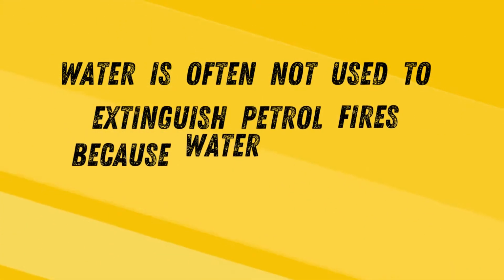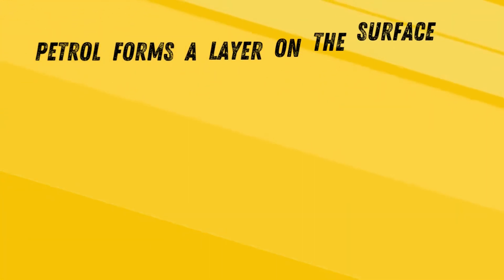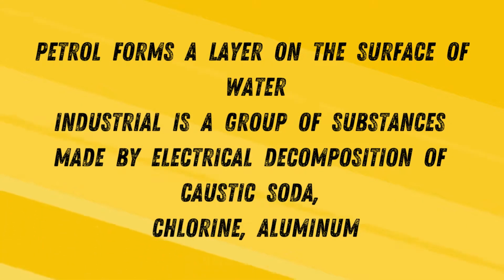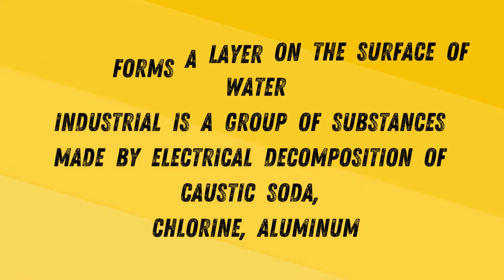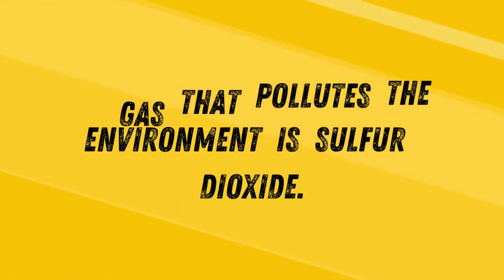Water is often not used to extinguish petrol fires because water and petrol are immiscible. Petrol forms a layer on the surface of water. Industrially, a group of substances made by electrolysis of caustic soda: chlorine, aluminum. The gas that pollutes the environment is sulfur dioxide.